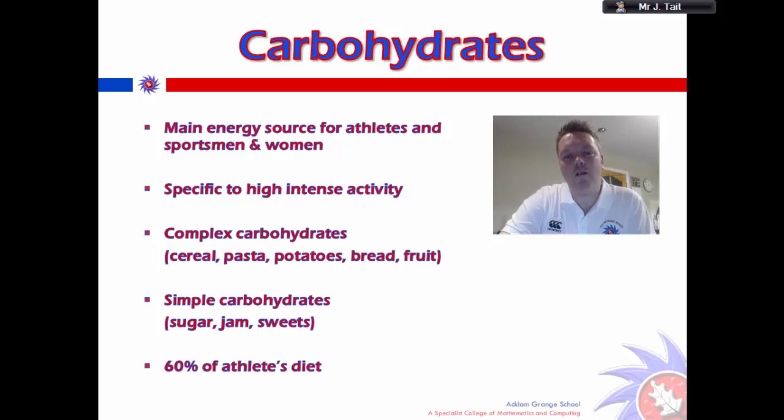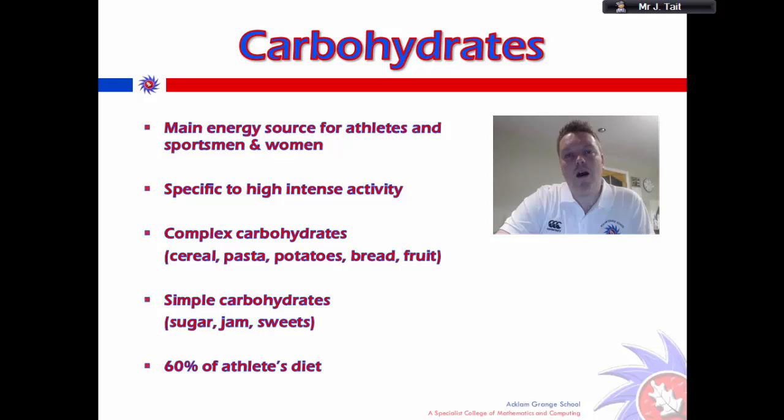Now there are 2 types of carbohydrates, as you can see there: complex carbohydrates and simple carbohydrates. And if you look at the example foods there in the brackets of complex and simple, you can start to see that actually the complex carbohydrates are the healthier option of the 2. The only downside is that they take a lot longer to yield energy. So things like cereal and pasta are more of a slow release energy, and they tend to produce energy for a lot longer periods of time, throughout the day or throughout an event.